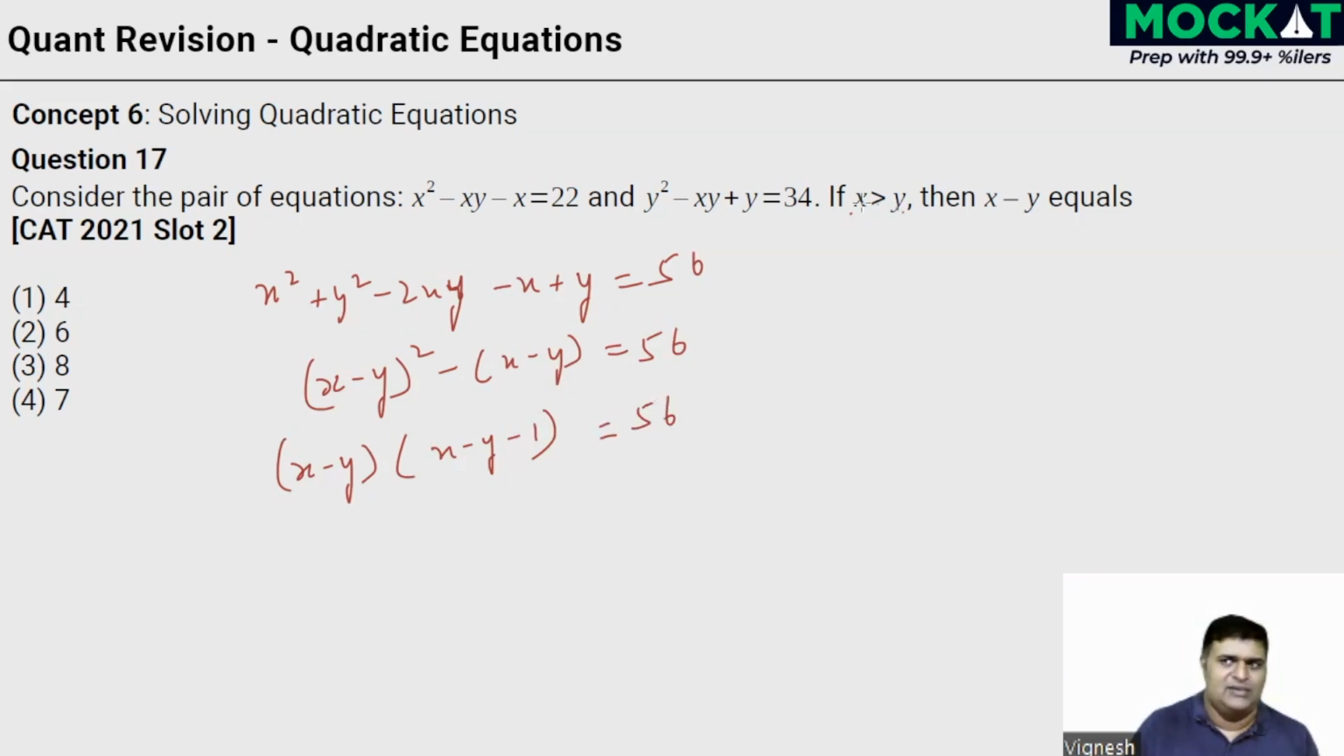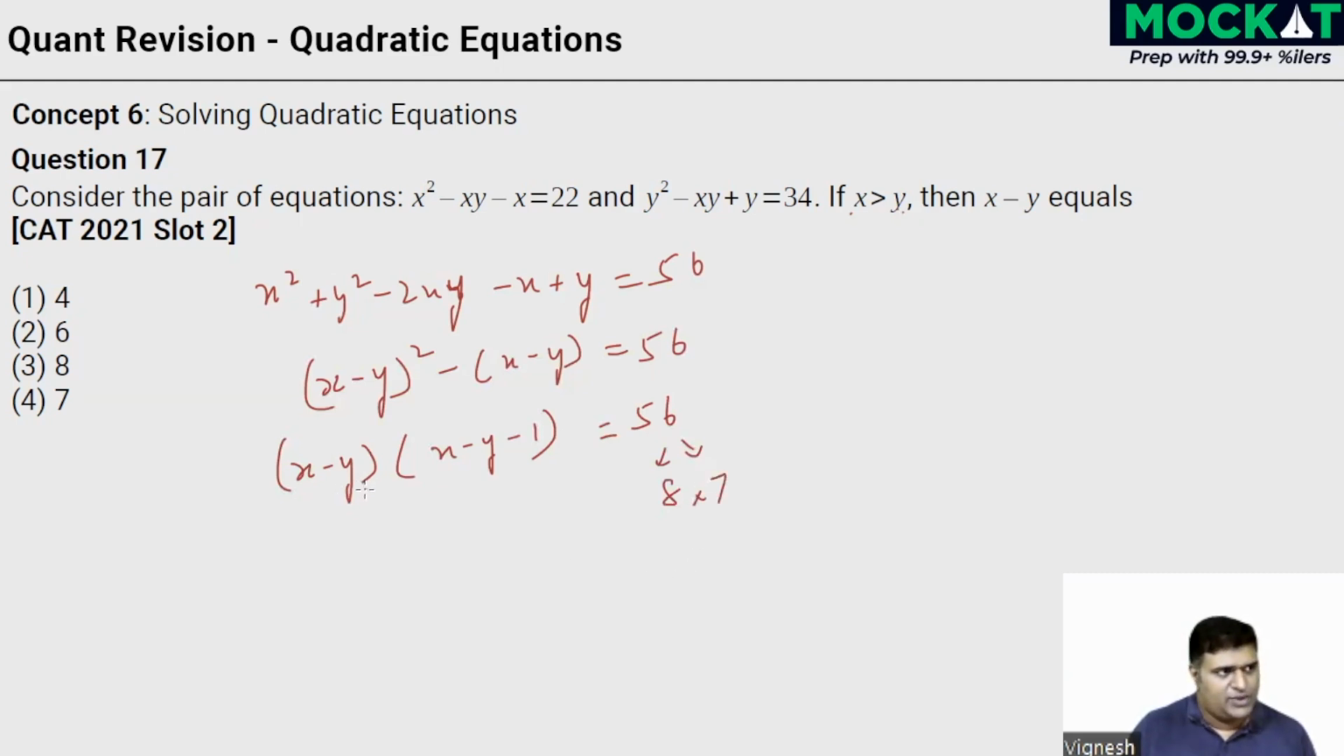But wait, x is greater than y. Yeah, so this is fine, right? And x minus y, correct. Yeah, so it's fine so far. So x minus y into x minus y minus 1, something into something minus 1. 56 can be, what are the closest possible numbers? It's going to be 8 into 7.